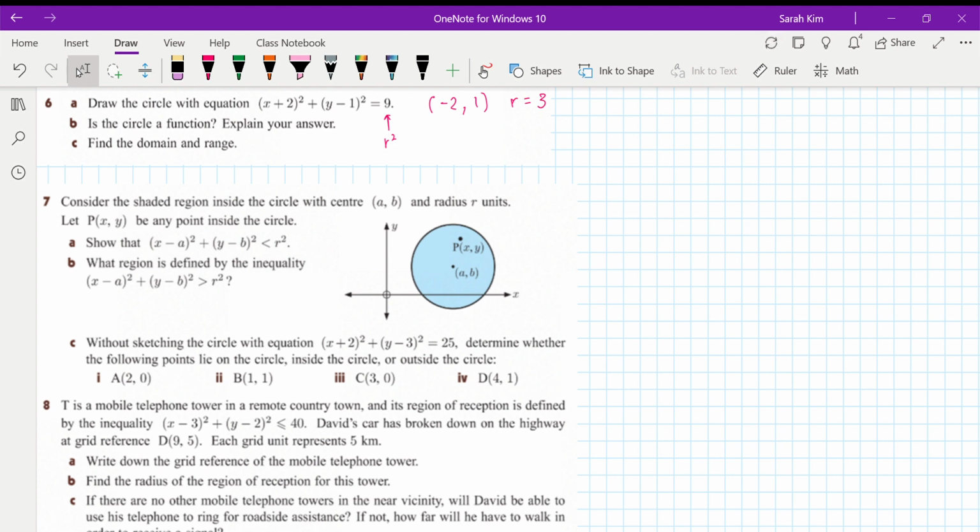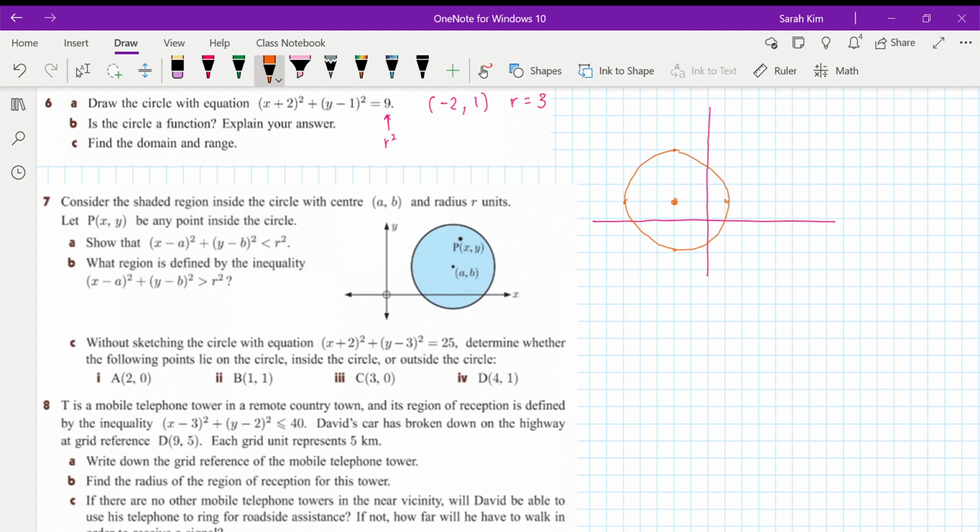So let's start there. I'll draw my Cartesian plane. And then I draw -2, 1. So that's my center of the circle, and then my radius is 3. 1, 2, 3. 1, 2, 3. 1, 2, 3. So it looks something like this, as best as I can.